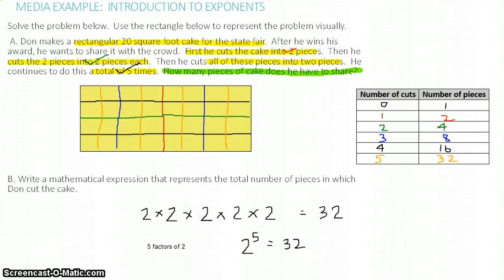Okay? So, this long expression of 5 factors of 2 can be written using an exponent this way. The number 2 is called the base, and the 5 is called the exponent. The 2 is a number we're multiplying repeatedly, and the 5 is the number of times we multiply that number by itself.